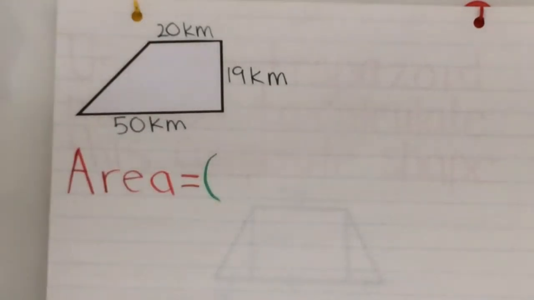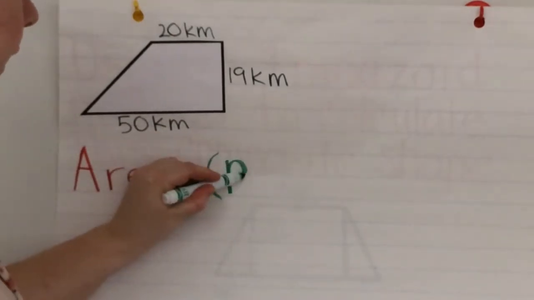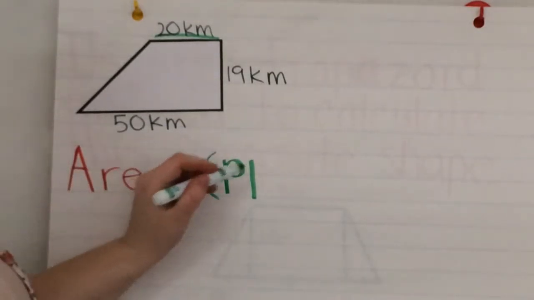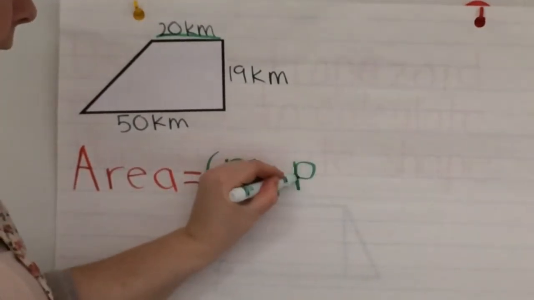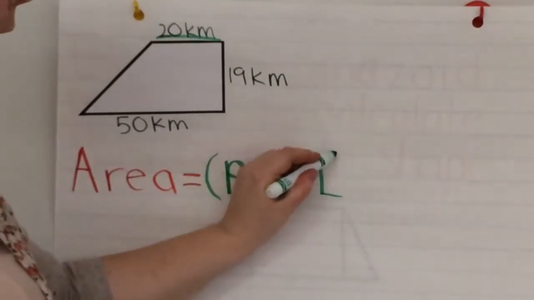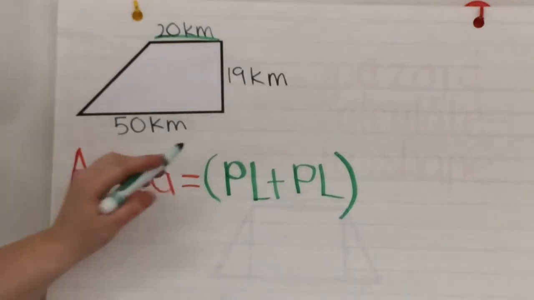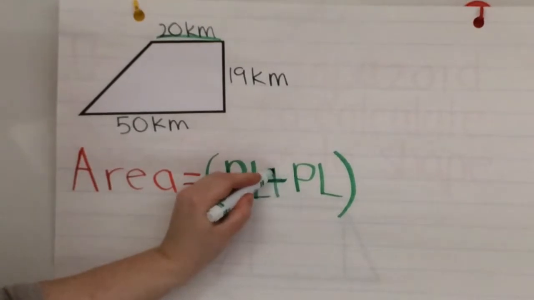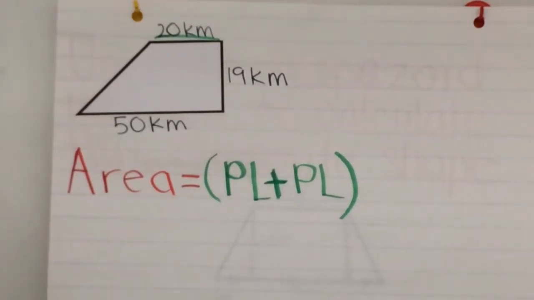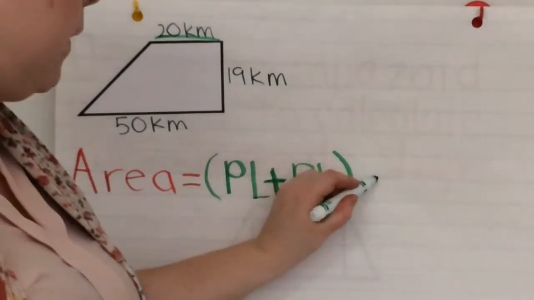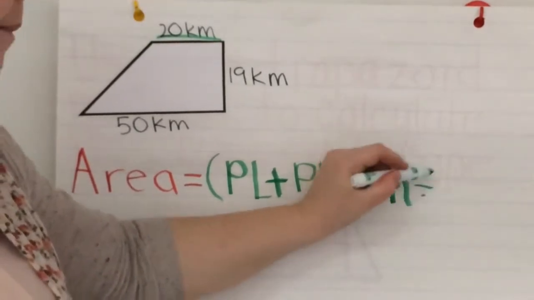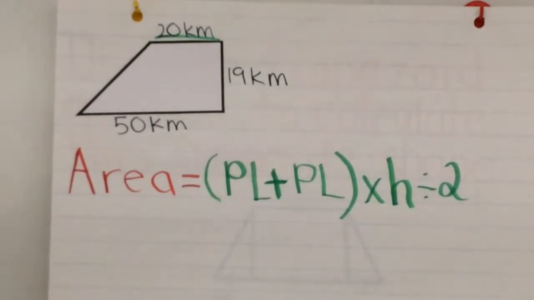So now I know that it's going to be parallel length, which is one of these, plus parallel length. Now you'll notice that in our last shapes, our kite shapes, we used multiplication. You'll have to be able to remember that for a trapezoid, it's addition, and for kites and rhombus, it's going to be multiplication. Now what we're going to do is we're going to multiply it by the height, and then another step, we're going to have to divide it by 2. This ends up being our longest formula for any shape.